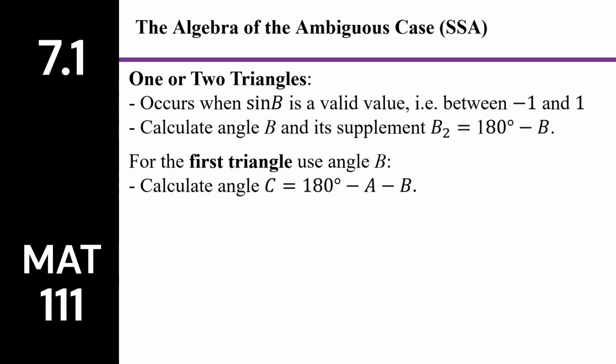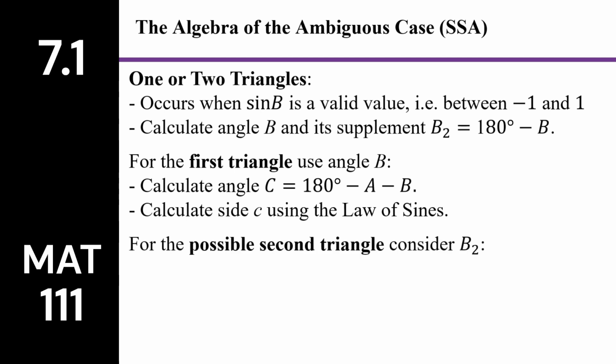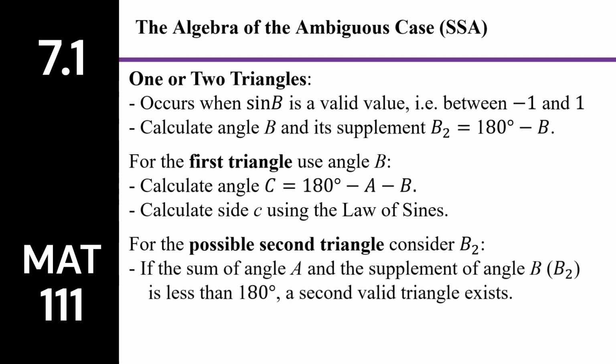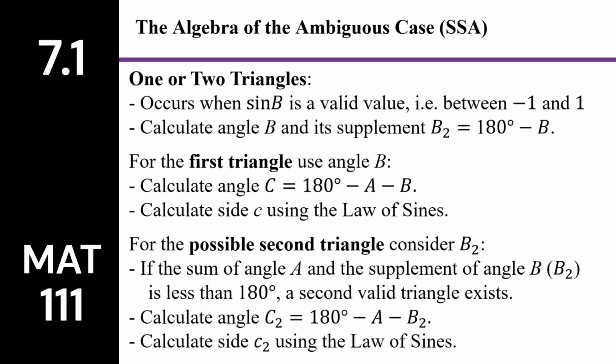For the first triangle, we'll use angle B. Because we'll then have angle A and angle B, we can find angle C. We can calculate side C using the law of sines, and then we move on to seeing if we have a second triangle. For that, we have to look carefully at B sub 2. Remember that if our first two angles add up to 180 or more, there won't be any degrees left over for the third angle. So as it says here, we find the sum of angle A and the supplement of B to see if they're less than 180. If so, a second triangle exists. We then can calculate the third angle, and then we find the remaining side.